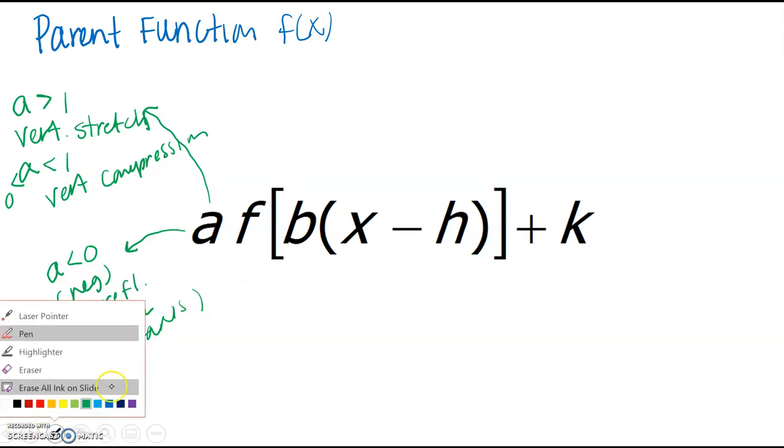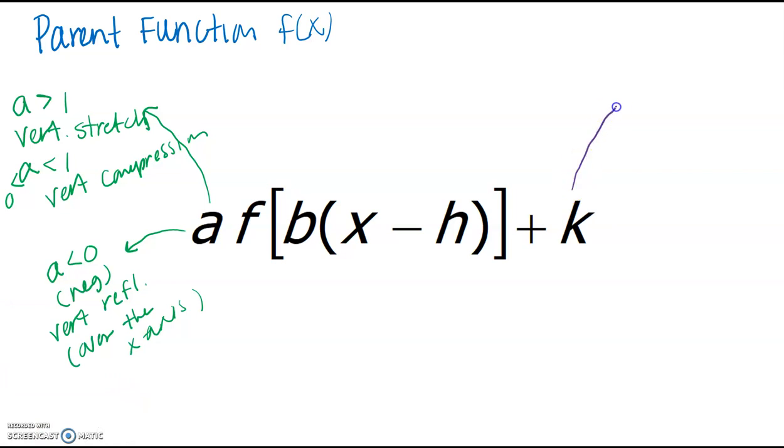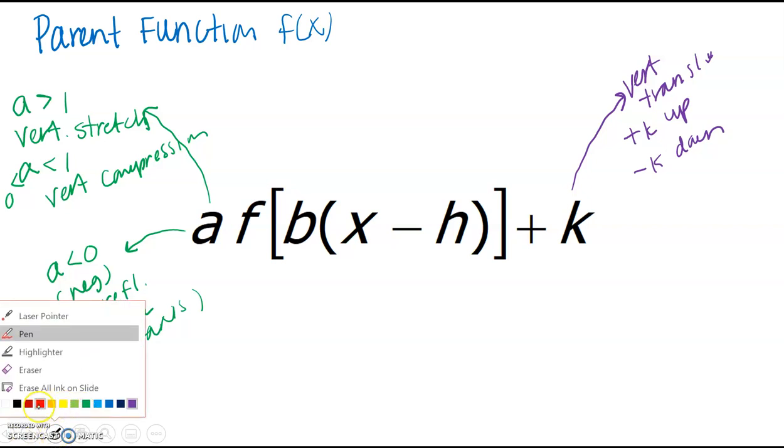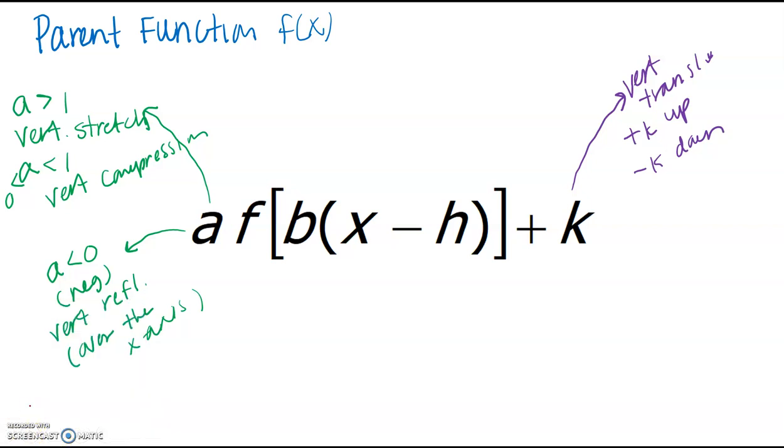Also on the outside, we have this k. This is going to be our vertical translations. When we are adding k, we're moving up by those units. Subtracting k, we are moving down by those same units. Then on the inside, things on the inside are going to be horizontal movement. And I often think of horizontal movements as kind of being opposite of what you expect them to be.